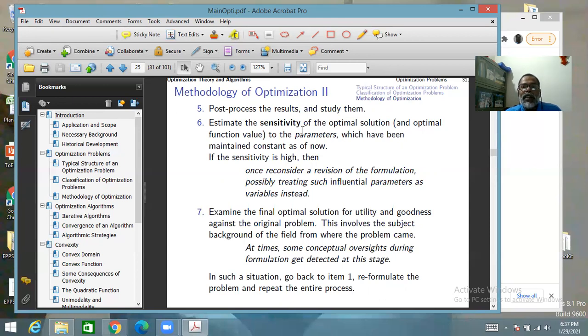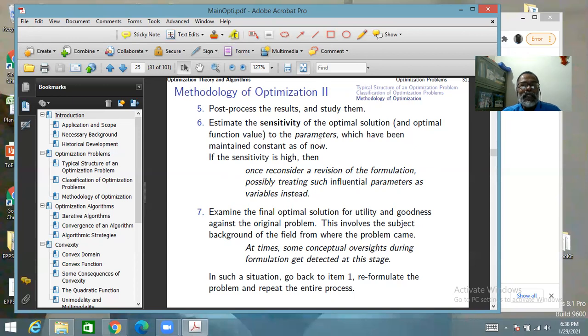You estimate the sensitivity of the optimal solution and optimal functional value to the parameters which have been maintained constant as of now. Parameters are things which you could have changed, but just because your boss has said that working hours in our office are 7.5 hours, you have kept it constant. Now, if it is made 7 hours or 8 hours, then how productivity would change, you could study that. If one day your boss says, advise me whether I should change the working hours, then in order to advise him on that, you need to be able to change it and see.